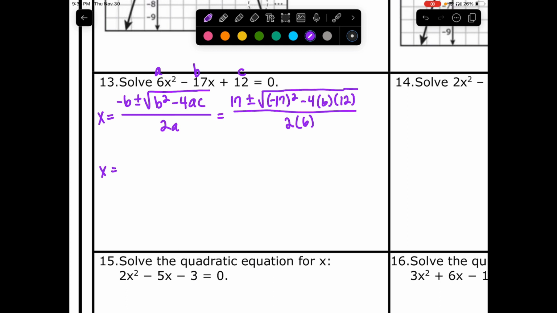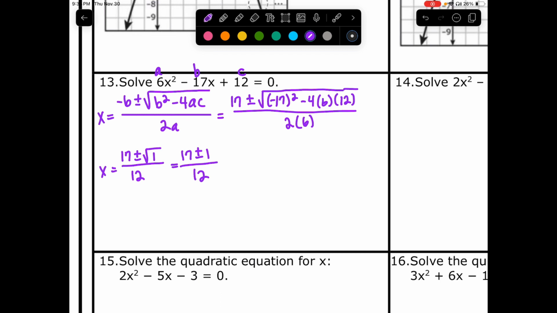All right. If you are in on level algebra 2, at this point, you could use a calculator to do plus and hit enter, and then minus and hit enter. If you are in honors, then we're going to work this like we're supposed to. So that'll be 17 plus or minus the square root of 1 over 2 times 6, which is 12. All right, so that's 17 plus or minus 1 over 12.